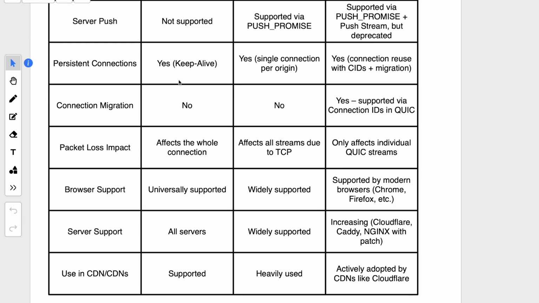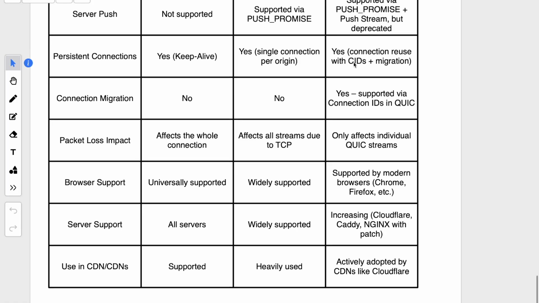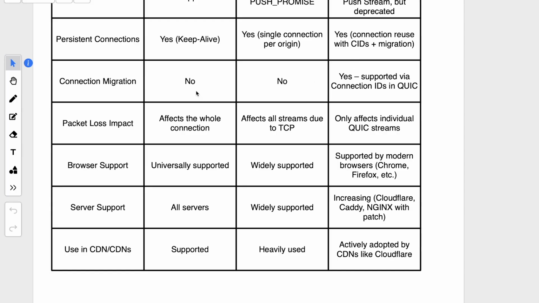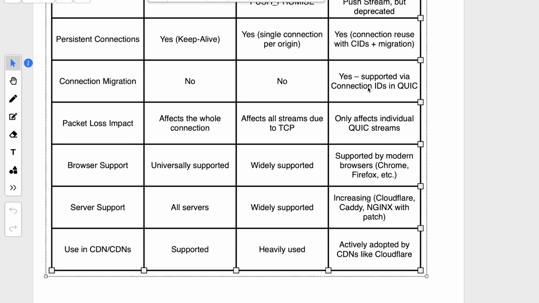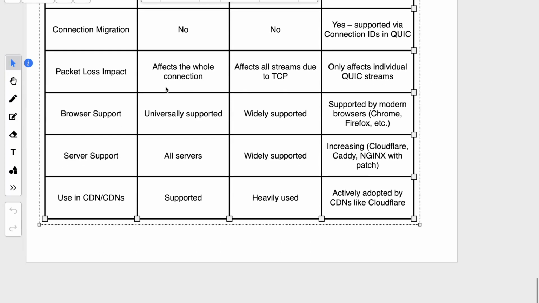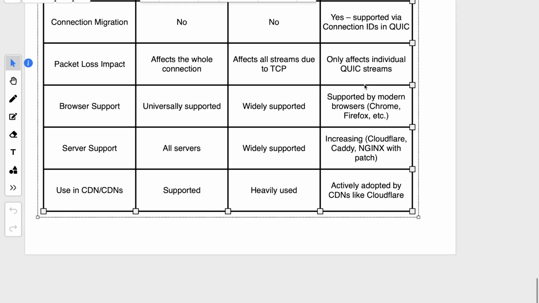Persistent connection: yes, you have to use a header in HTTP1, the connection header with the value keep-alive, to make the connection persistent, right? And by default in HTTP2 and HTTP3, the connection is persistent, it doesn't drop. Connection migration is not possible in HTTP1 and HTTP2, but it is possible in HTTP3. Here, packet loss impact is the same in HTTP1 and HTTP2, it affects the whole connection. In HTTP1, you have to send the request again, and in HTTP2, all the streams are affected, right? But in QUIC, as the streams are independent, this only affects that particular stream.